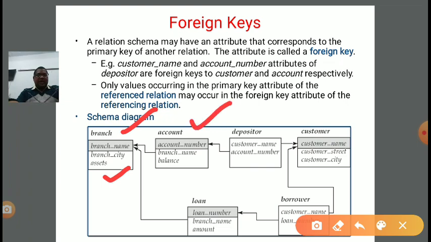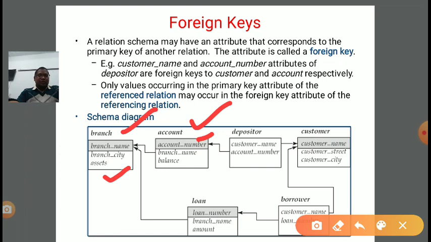Next relation is the account relation. The relationship we will be focusing on after understanding all the individual relations. In the account relation, there are three attributes again: account number, branch name, and the third one is balance. Account number is the primary key of the account relation.